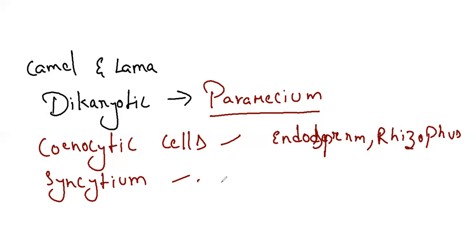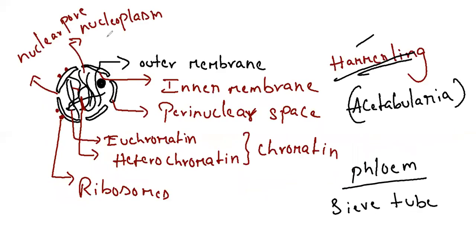So you have the striped muscles. Our skeletal muscles are syncytium, which is a multinucleated condition, right? I hope now you got the difference between cenocytic and syncytium. Cenocytic has karyokinesis, no cytokinesis. But syncytium is formed by the fusion of many cells. Now let's go with the structure part.